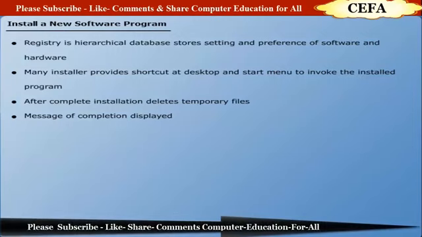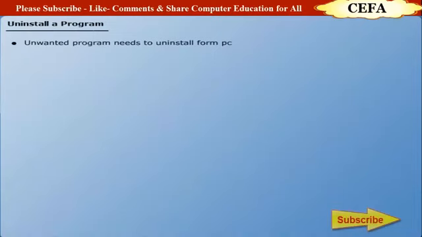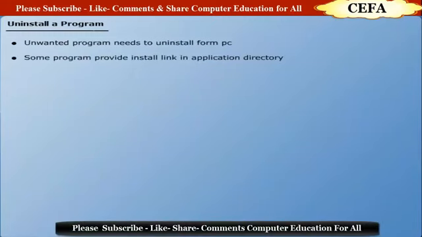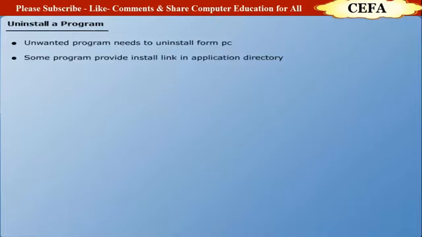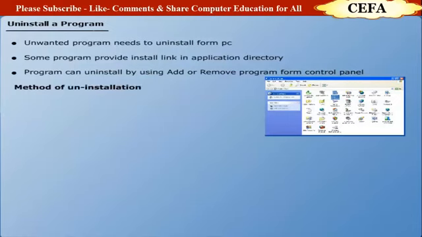Uninstalling a program. If a user wants to remove a program, it needs to be uninstalled from the PC. Some programs provide an uninstall link or icon in the application directory. However, in Windows XP, the user can uninstall a program by using the Add or Remove option available in the control panel. The user clicks on the control panel and selects Add Remove Programs.